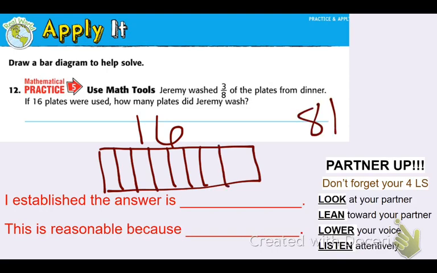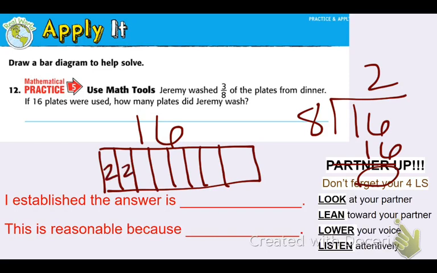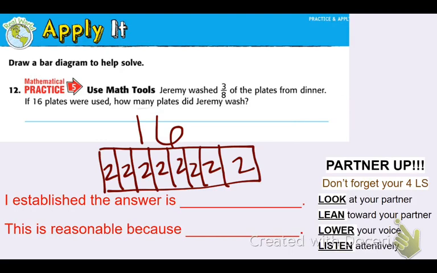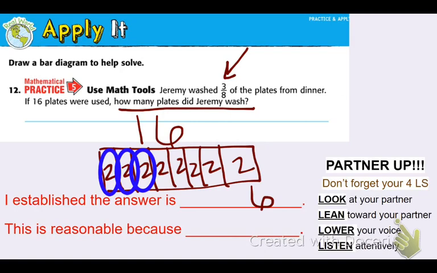Now I need to figure out how many are in each of those 8 groups. Well, 8 times 2 is 16. So I can go ahead and put 2 in each of the groups. 2, 4, 6, 8, 10, 12, 14, and 16. The question says, how many plates did Jeremy wash? Well, I know that in order to figure out how many plates he washed, I need to know how much is in 3 of the 8 groups. Well, 2, 4, 6. I established the answer is Jeremy washed 6 plates out of 16.